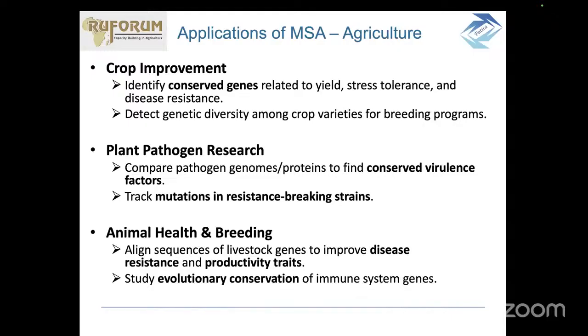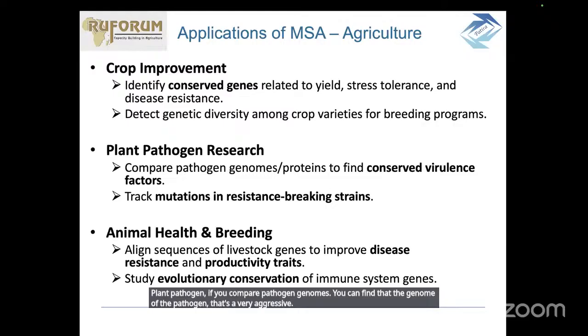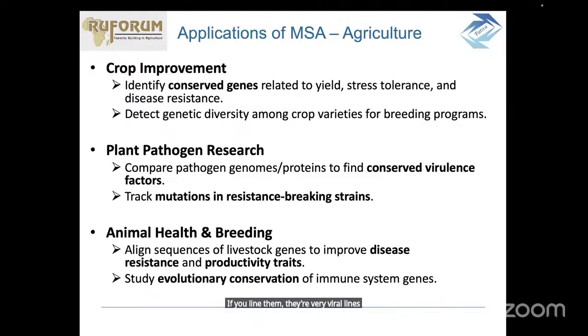Plant pathogen. If you compare pathogen genomes, you can find that the genomes of pathogens that are very aggressive, if you line them up, their virulence can be different from those that are not very virulent. So it can also help you to track mutation. In animal health and breeding, the same thing. You can align those sequences, either DNA or protein, and see the differences from the alignment and so forth. So alignment is very, very important in plants, animals, and so forth.